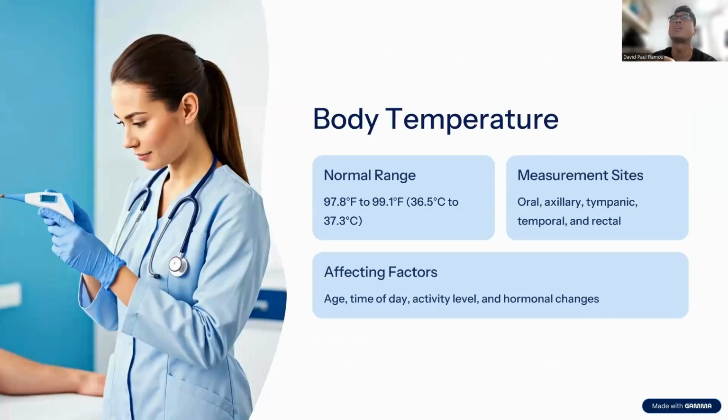So let's start with body temperature. A normal body temperature is 97.8 degrees Fahrenheit to 99.1. Or in Celsius, it's 36.5 degrees Celsius to 37.3 degrees Celsius. So we can measure temperature through different sites. It's orally, axillary, tympanic, temporal, and rectal, each with slight variations. Yung factors like age, time of day, activity level, and hormonal changes may influence body temperature.